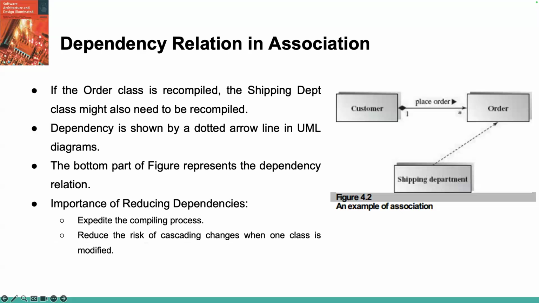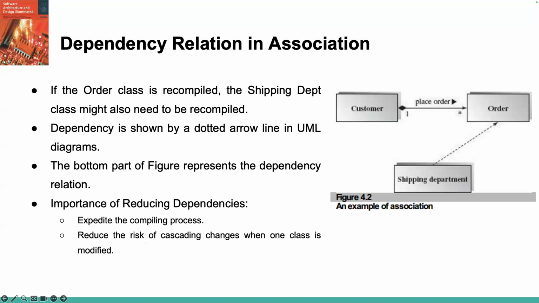In object-oriented design, when one class depends on another, changes in the depended-on class can have far-reaching consequences. For example, if the order class is recompiled, the shipping department class, since it depends on order, might also need to be recompiled. In a UML diagram, the dependency is represented by a dotted arrow line, as shown in the bottom part of the figure.